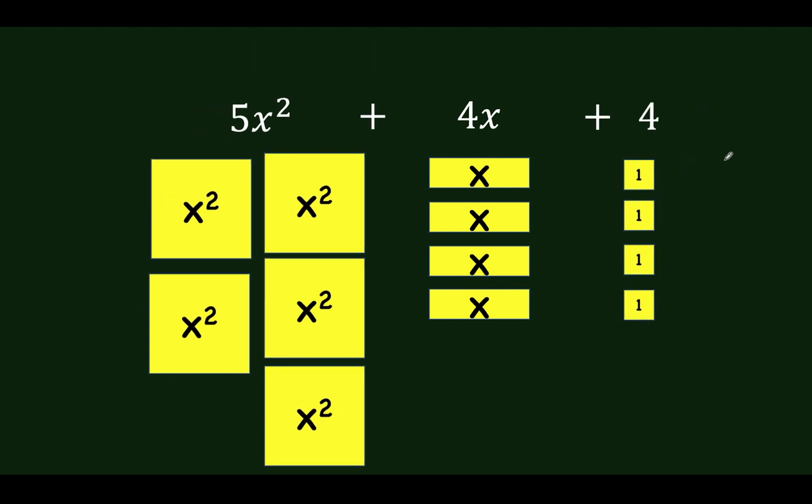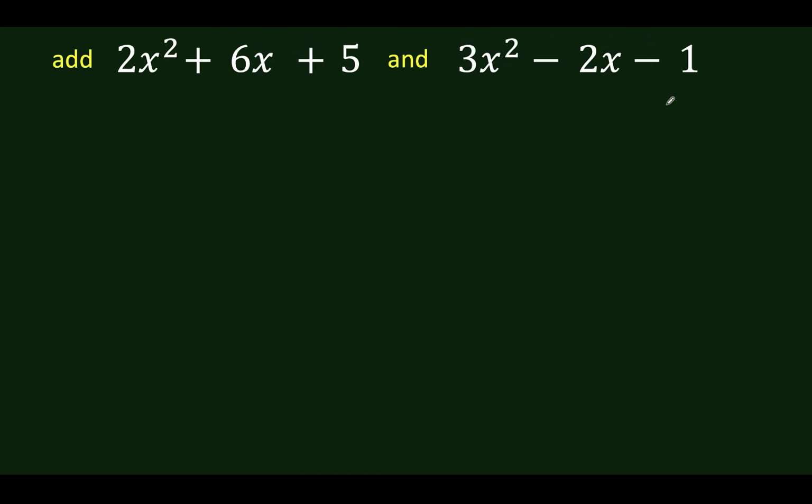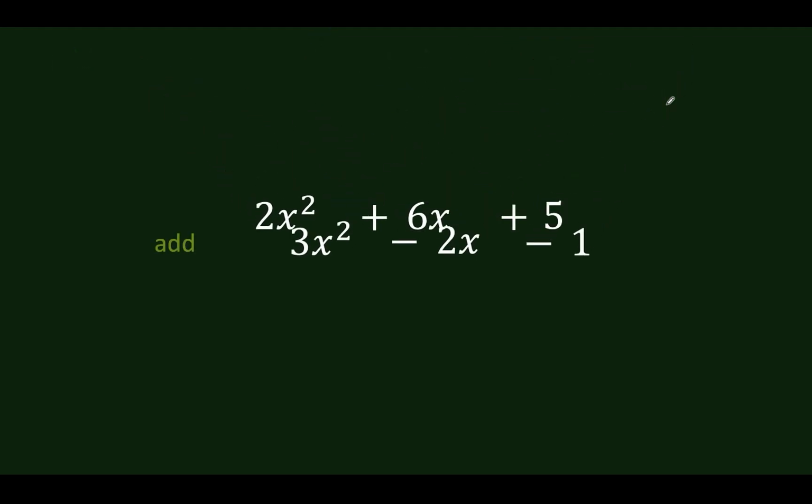So therefore, this is now the answer. 2x squared plus 6x plus 5 plus 3x squared minus 2x minus 1 would now be equal to this trinomial 5x squared plus 4x plus 4. Now, what happens if we no longer have those manipulatives? How are we going to find the sum of this?